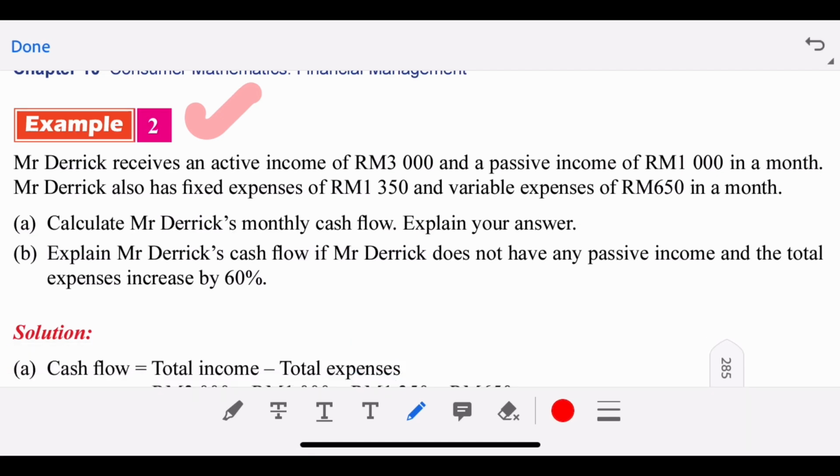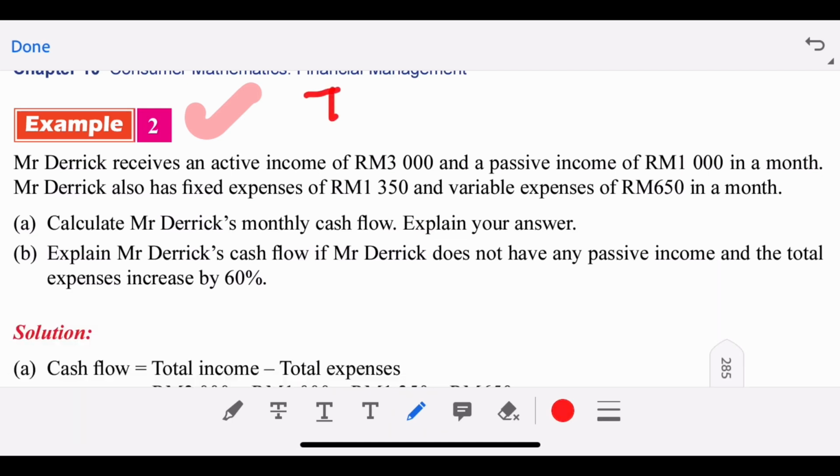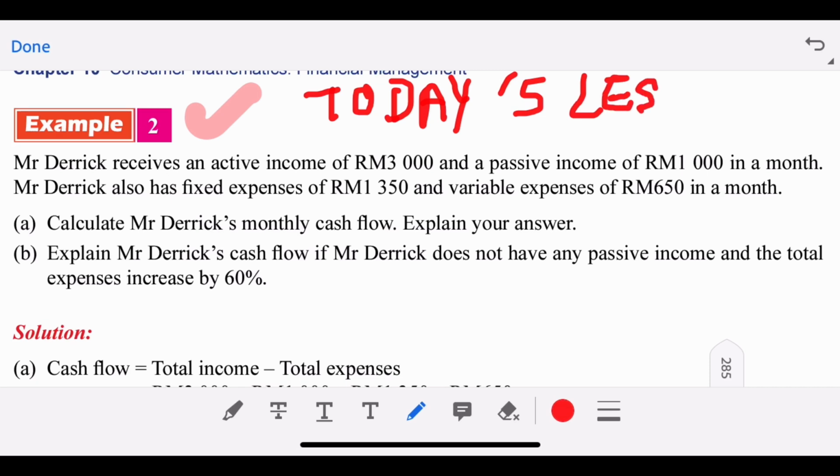Now A. Calculate Mr. Derek's monthly cash flow. Explain your answer. Alright, for B, explain Mr. Derek's cash flow if Mr. Derek does not have any passive income and the total expenses increase by 60%.